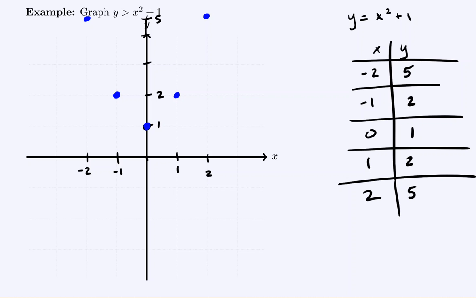Now, since this is strictly greater than, there's no or equal to, we would connect these with a dotted curve. So we know this would look something like a parabola. These are enough points to give us the general shape, and then we do dotted because it's not equal to.